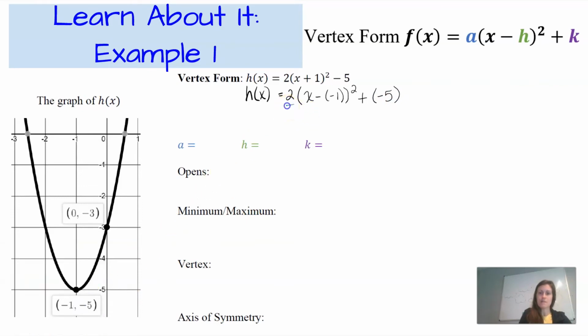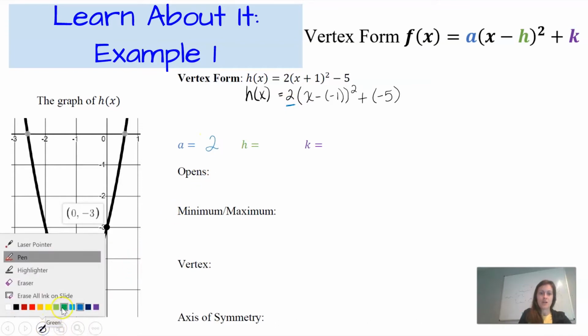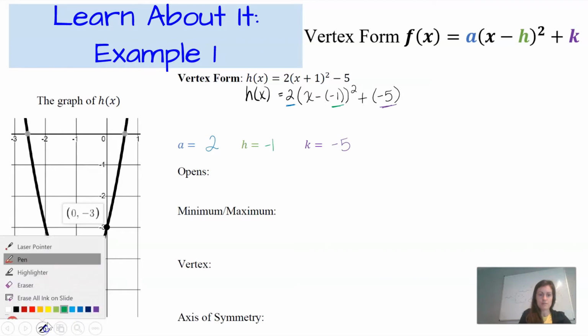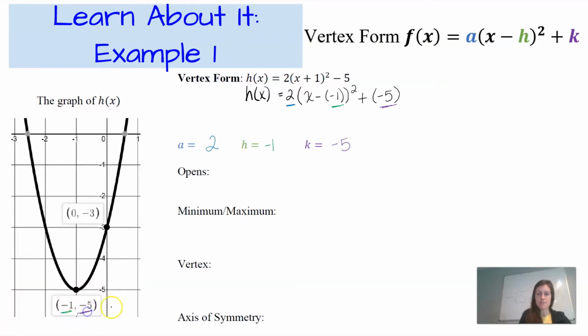So when I look, my value of a is 2. My value of h is negative 1. And my value of k is negative 5. So let's see, h is negative 1 and k is negative 5. So if I look on the graph, I can see that negative 1, negative 5 are the values for my vertex. So that's what the values of h and k tell us.